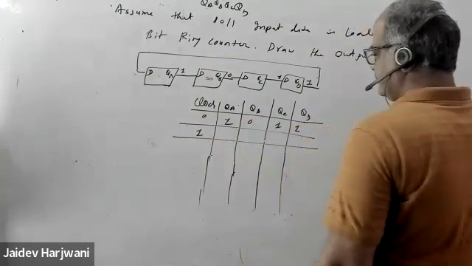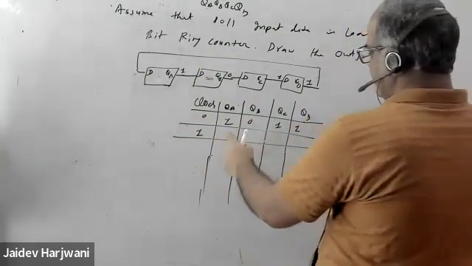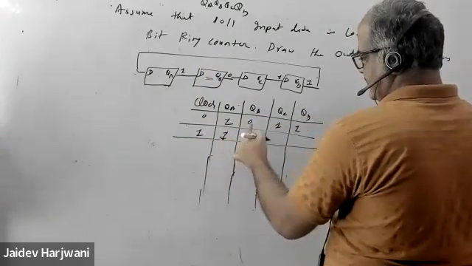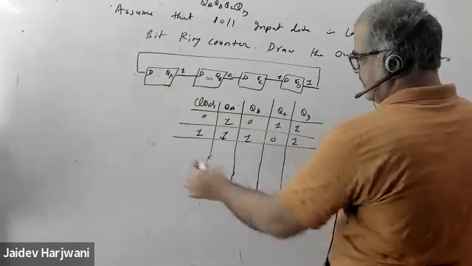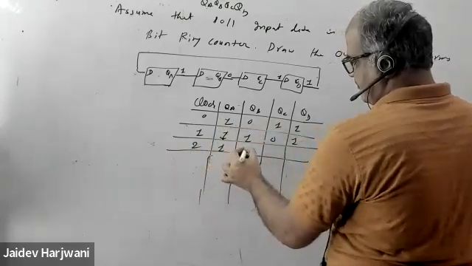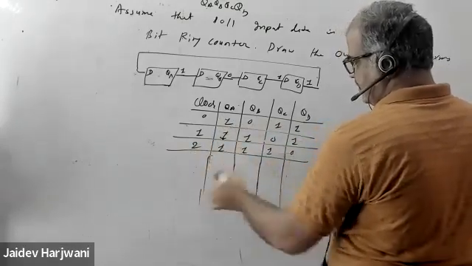For clock 1, the QD output is 1, so 1 will come here. This 1 will come here. This 0 will come here. This 1 will come here. For the second clock, this 1 will go here. This 1 will come here. This 1 will come here. This 0 will come here.